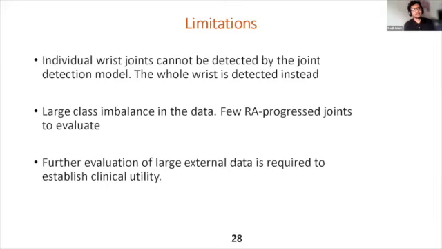Also, there is a large class imbalance in the data and very few RA progressed joints to evaluate on, which have high RA damage, which associates with a high erosion and high JSN score. And finally, a further evaluation on larger external data is required to establish clinical utility of the tool.